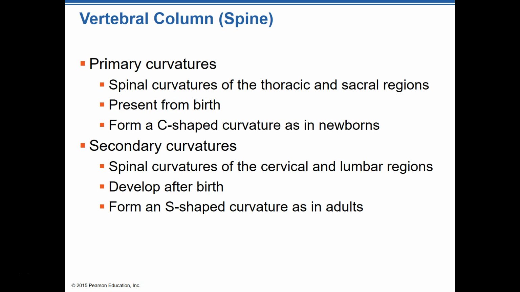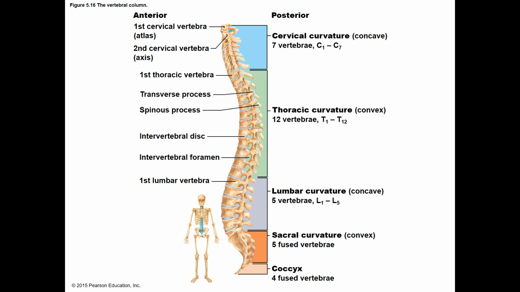There are some normal curvatures of the spine. The primary curvatures are in the thoracic and sacral regions. Those are there from birth. It's kind of a C-shaped curvature as in newborns. And secondary curvatures are in the lumbar regions that develop after birth, and it kind of gives us the S-shaped curvature in adults. And we can see that here. You can see that kind of S shape.